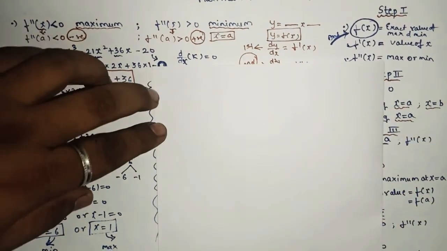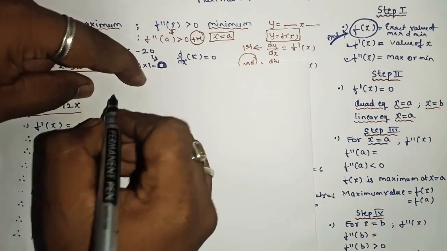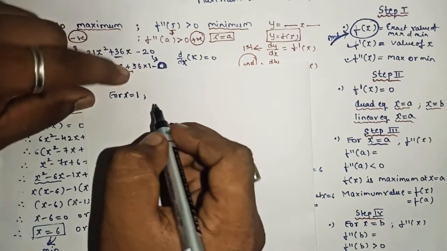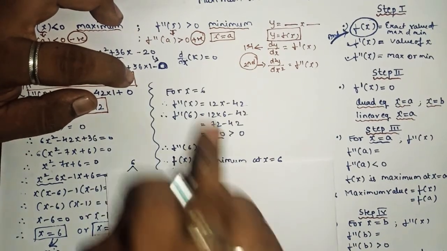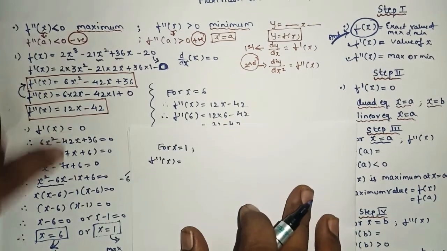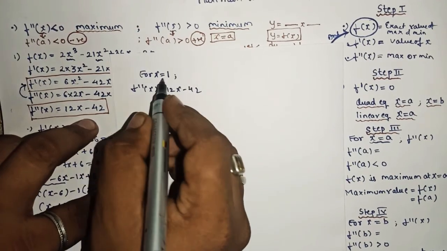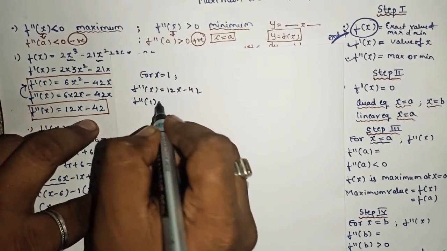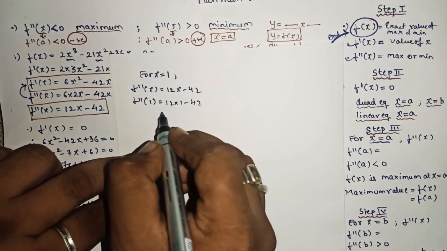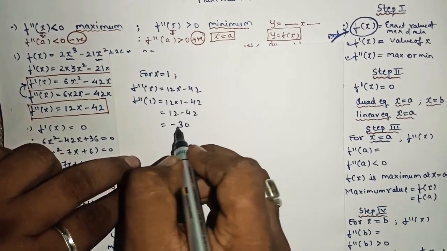So now we'll move on to find the exact value at x equal to 1. So for x equals to 1, we'll take the second derivative. So the second derivative is what? 12x minus 42. So at x equals to 1, we'll replace the value of x by 1. So 12 into 1 minus 42. Yes or no? So this is 12 minus 42. So 12 minus 42 is what? Minus 30.